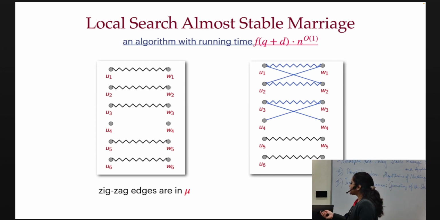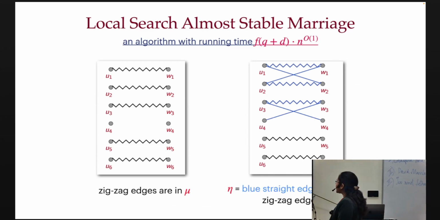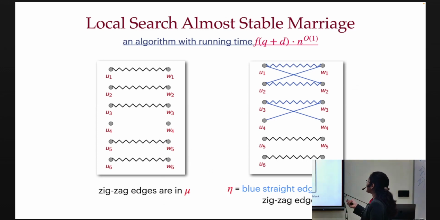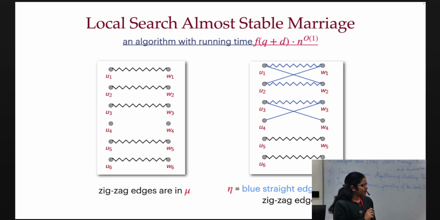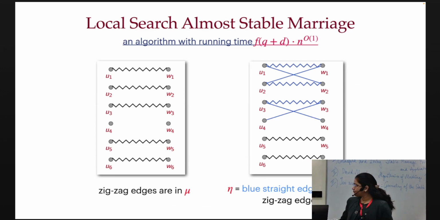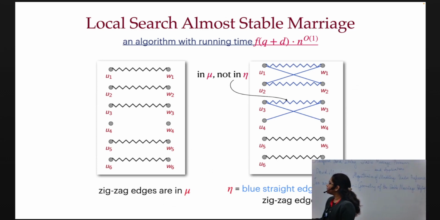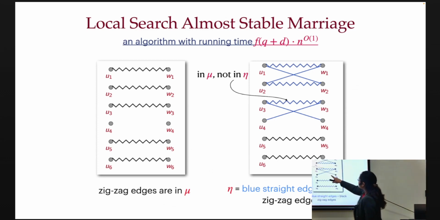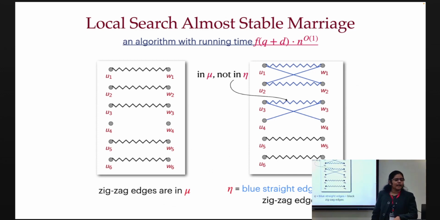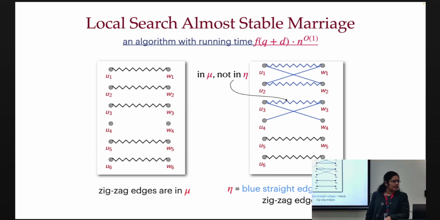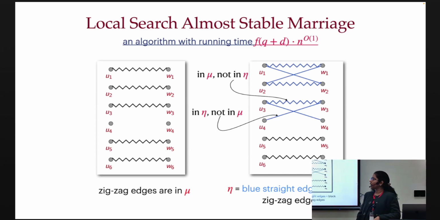Now if I look at this, let us say eta is my hypothetical solution, and these blue edges plus black zigzag edges are my eta. So if I have these two blue edges in my solution, clearly I do not have this zigzag blue edge in my eta, correct? It's a matching. And these solid edges are in eta but not in mu. And these black zigzag edges are in both the matchings.